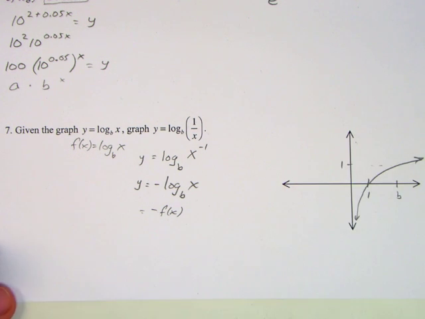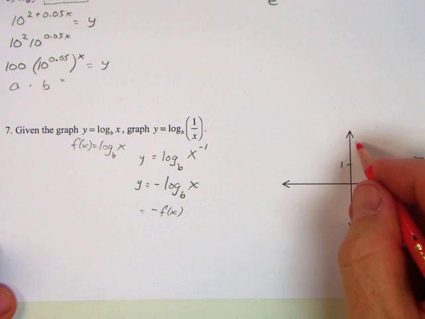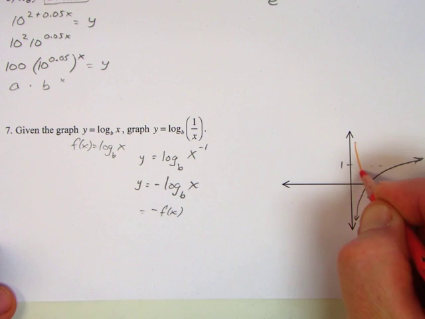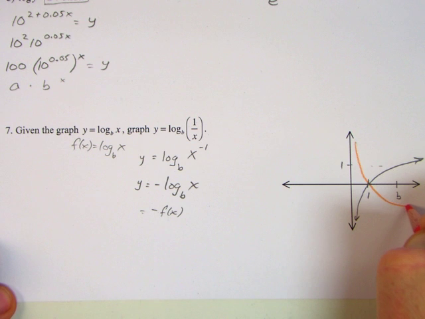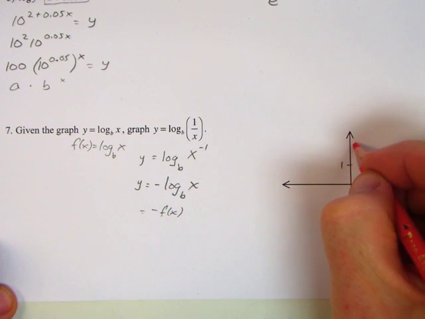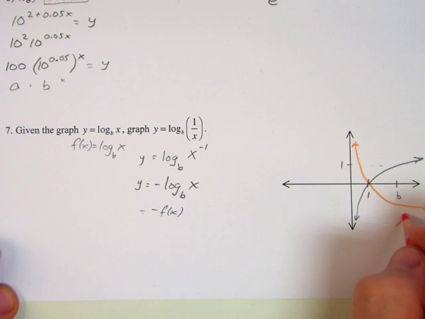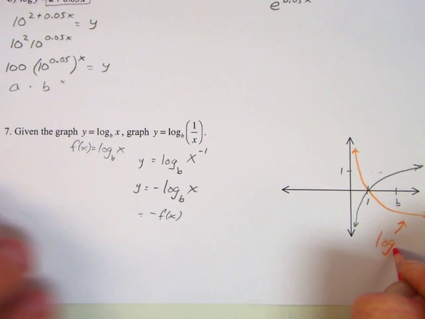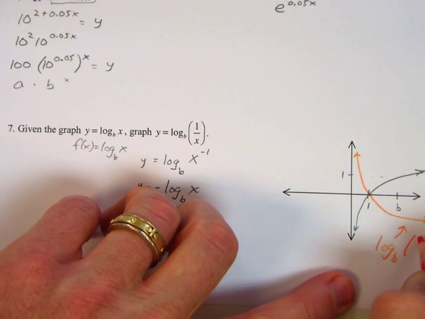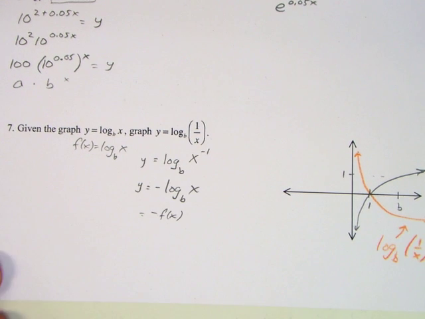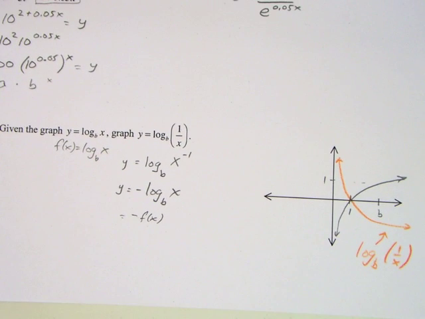So that graph would be, let me put it in a different color here, something along the lines of that. And this would be log base b of 1 over x. And that's it.